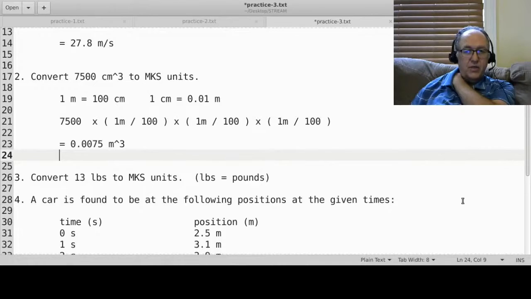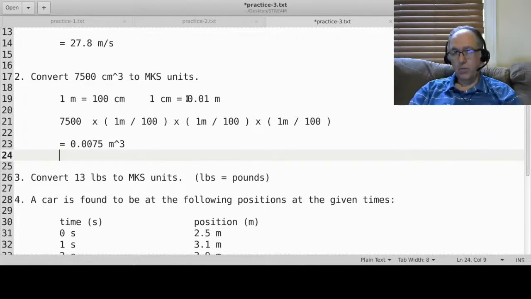I'm not seeing any questions, guys, so I'm just going to continue with the next problem. I should just say that we're not going to be working with volume this semester. That's something more next semester.